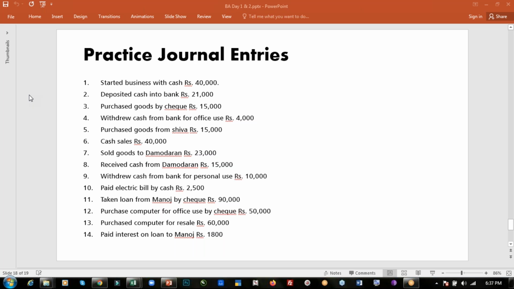Now guys, here comes the 12th point. Purchase computer for office use by check rupees 50,000. What will be the journal entry for the 12th point?